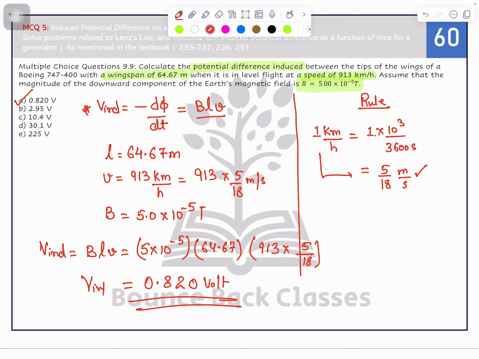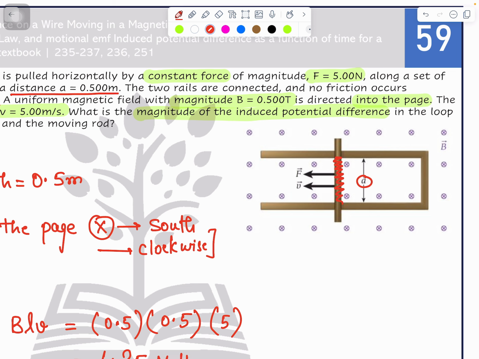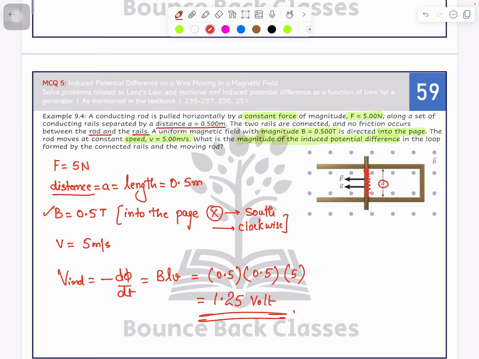So guys, till here I covered question number 4 and question number 5. I thought this topic is very easy and you learned something new about the direction and how to identify the direction of induced current. And the second equation is, whenever a wire or rod is moving inside the magnetic field, we have a simple equation: V induced equals B times L times V. Simple formula, just apply it and solve it. Clear, guys?